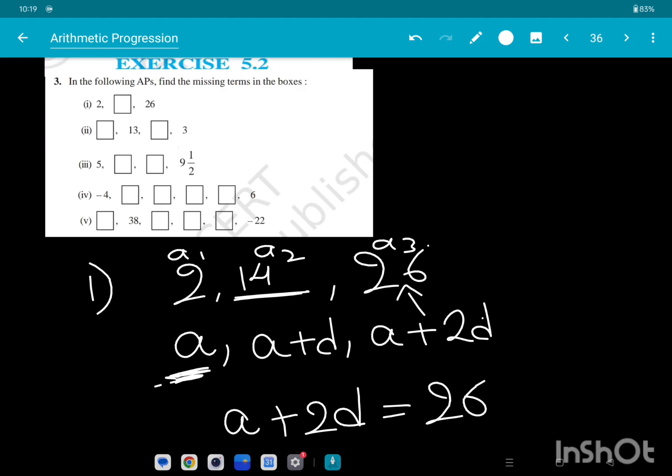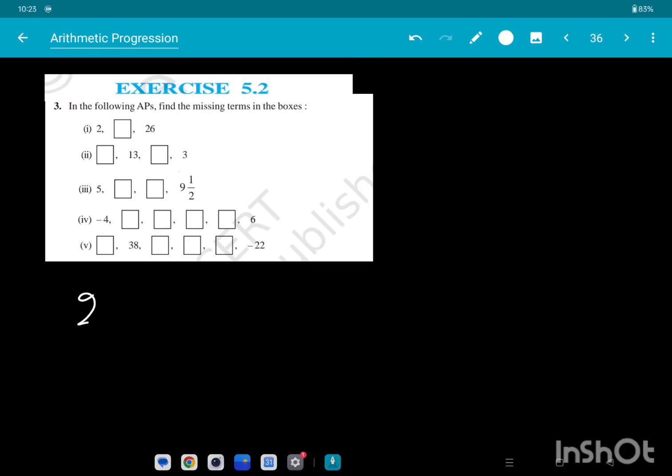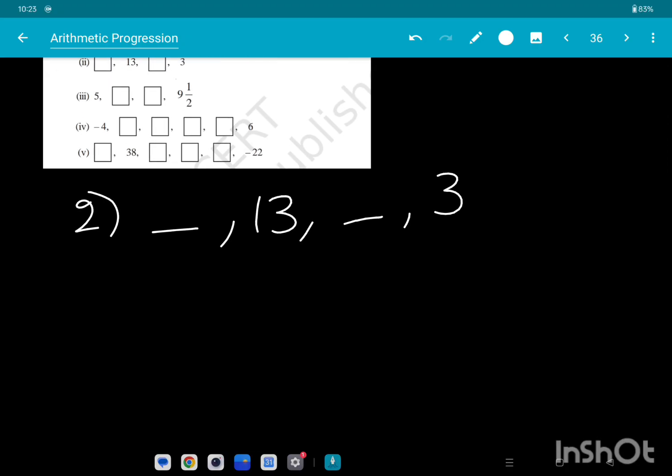Now the second problem. What is the second problem here? In the given AP, the first term we need to find out, the second term is 13, the third term we need to find out, and the fourth term is given. First we need to find the first term. How can we find the first term? It was given that the second term is 13, which means A2 is 13, and A4 is 3.